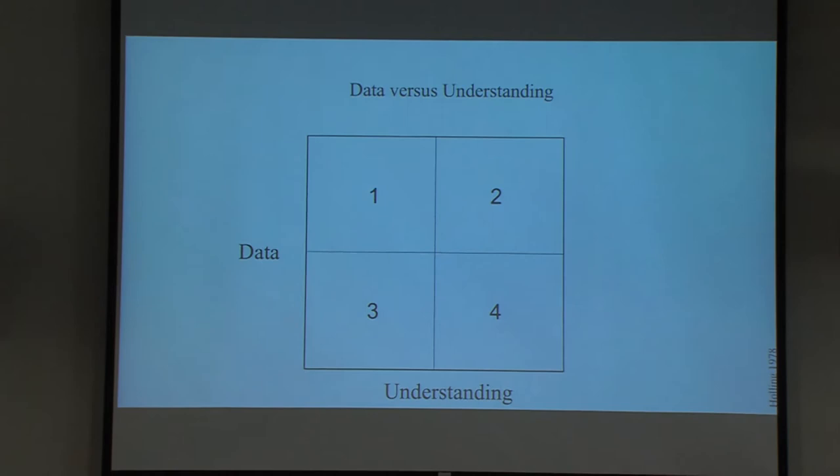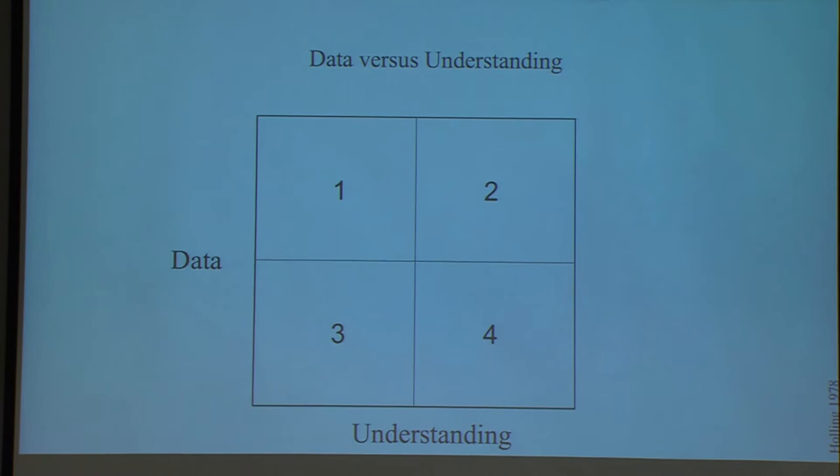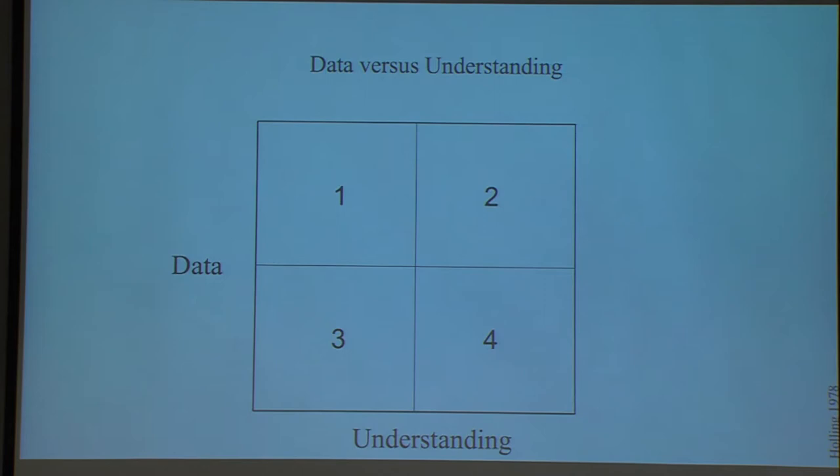So this is a chart that I got from a book on conservation modeling and biology by a guy named Tony Starfield, but it came from an even older paper by Holling from 1978, that breaks down our knowledge of a problem into two dimensions: how much data we have and how much we understand the theoretical mechanism underlying that problem.